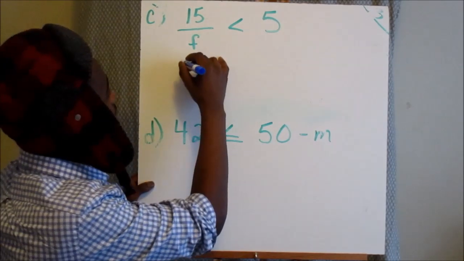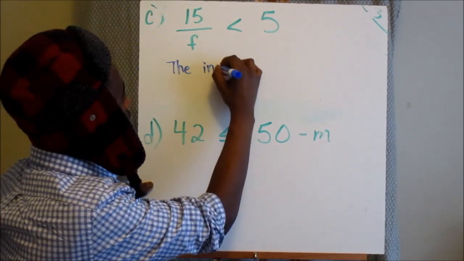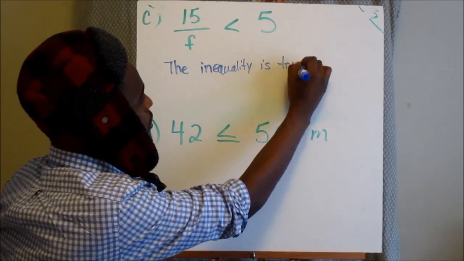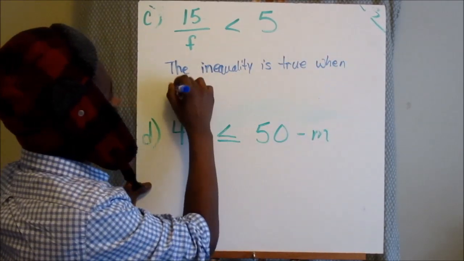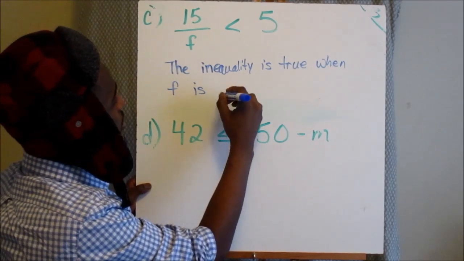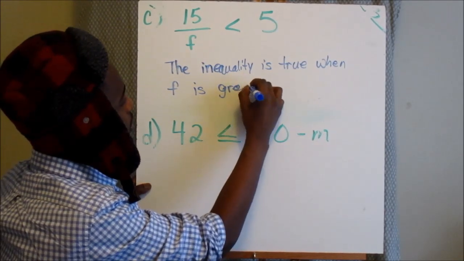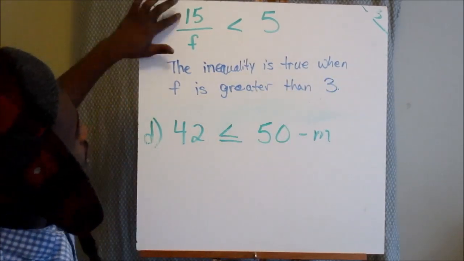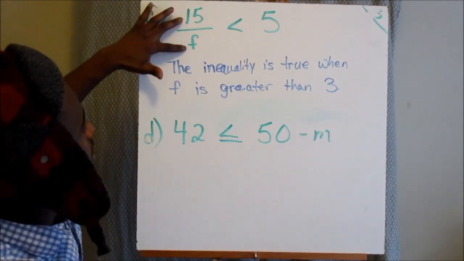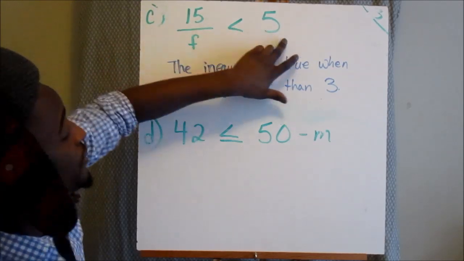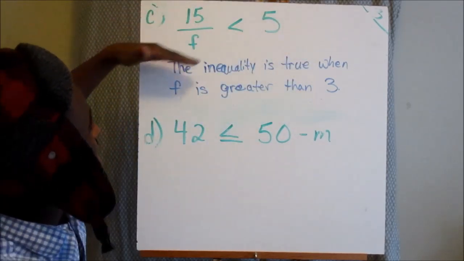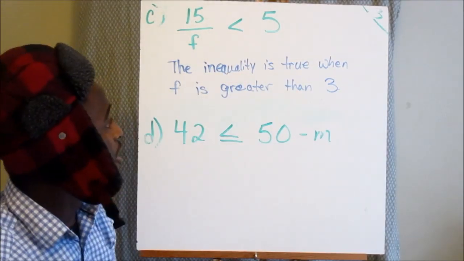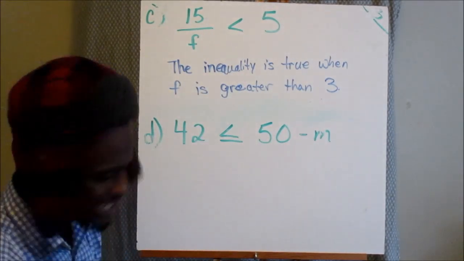So I can say that the inequality is true when f is greater than 3. Alright? Because if f equals 3, then 15 divided by 3 will equal 5. So I don't want to equal 5, I want to be less than 5. So I need the variable to be a value greater than 3.